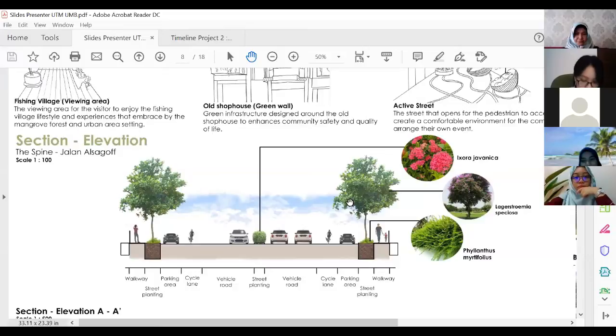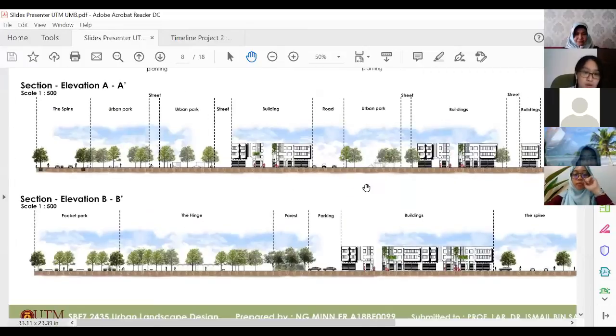Okay, and then below is the second elevation for the site, which I differentiate by the spaces, such as the spine, which means Jalan Sagov just now, and urban parts. You can see some street, and also the building which is integrated with the green developments.